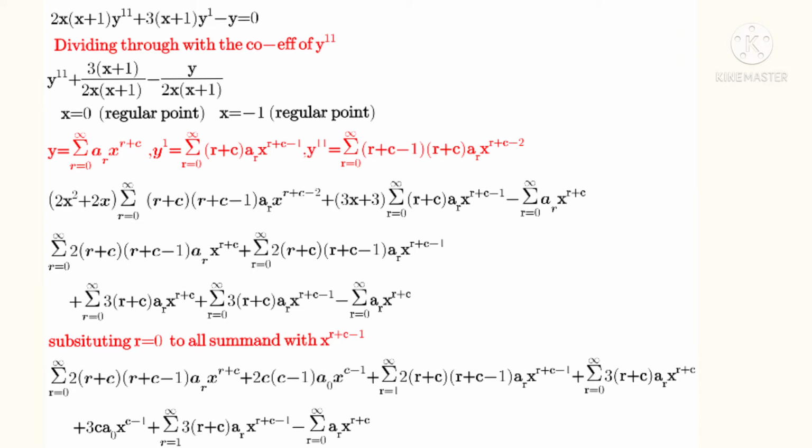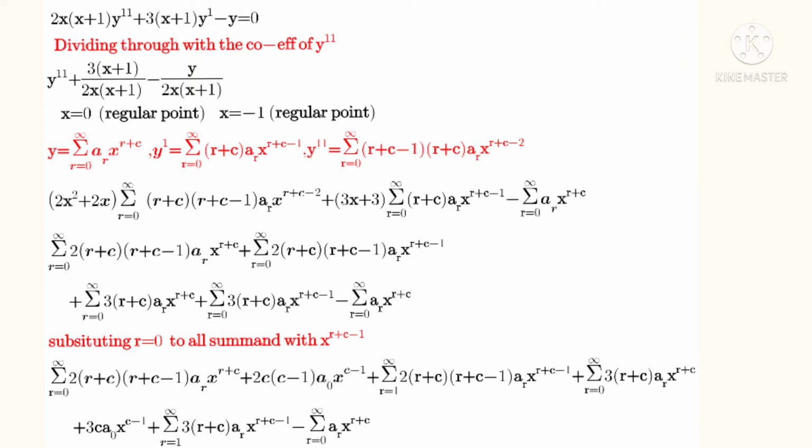All right, so we insert our values back. We have 2x squared plus 2x times the sum of all that, (r plus c)(r plus c minus 1) a_r x^(r+c-2), plus x times the sum of (r plus c) a_r x^(r+c-1). So we inserted everything. So at the end of the day, you see we substitute r equals 0 to all the sums. And why are we doing that? The reason why we are substituting r equals 0 is to linearize everything.